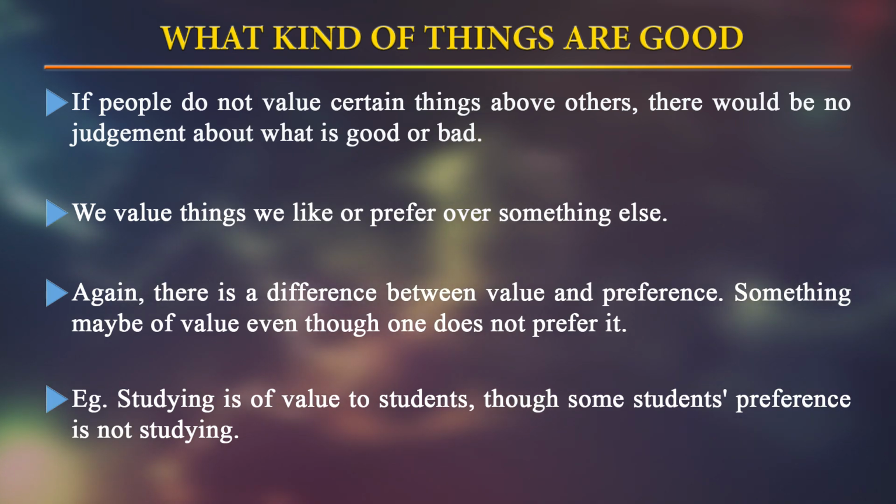So, you see how doing something of value is different from preferring it. Let's take another example. Eating green vegetables is good for children, is good for increasing their iron content, it is good for their eyes, but the children may not prefer to eat green vegetables. They may like to go for Maggi, or they may like to go for fast foods like pizzas and burgers. So, you see that there is a difference between value and preference.